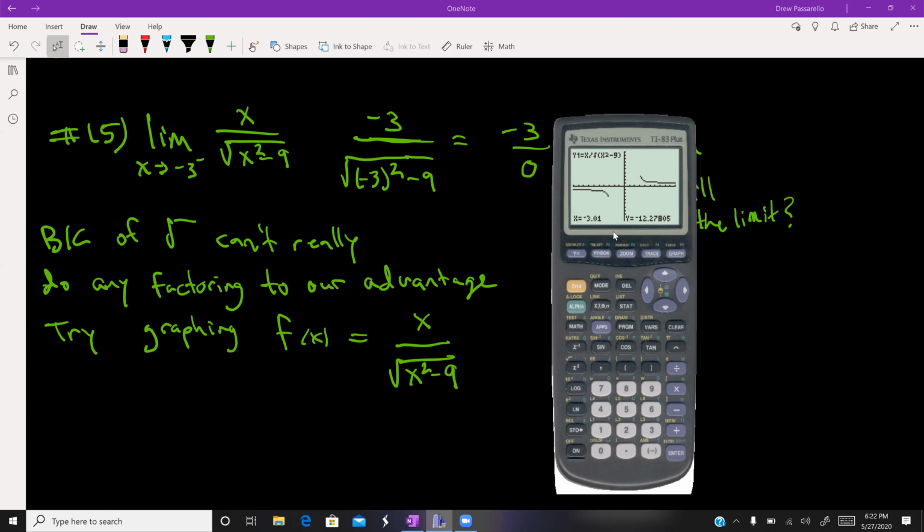And notice it doesn't appear in the window. I'm not sure why. It's just that the calculator software doesn't show that this goes down forever. But you can see that the y coordinate's -12.27805 when I plug in -3.01. Now my window of view goes from -10 to 10 for x and -10 to 10 for y. But really all I need is to get a general feel for what the graph's going to be.